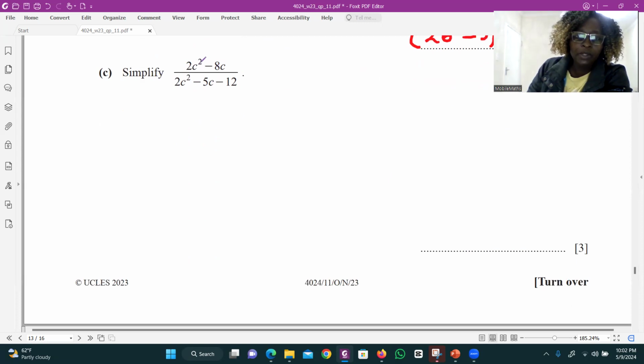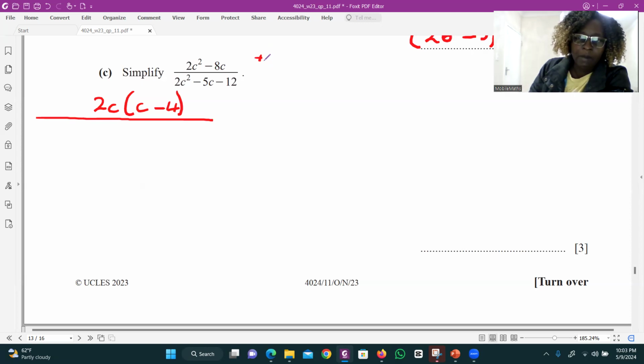The upper top, we can take out 2c. If I take out 2c, I'll remain with c, a minus 4, like this. At the bottom part now, I want numbers that when I add, I get minus 5, and when I multiply, I get minus 24. The numbers are minus 8 and plus 3. So I can rewrite this as 2c squared minus 8c plus 3c minus 12.